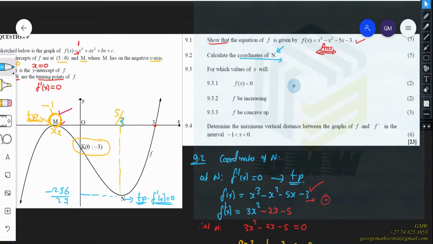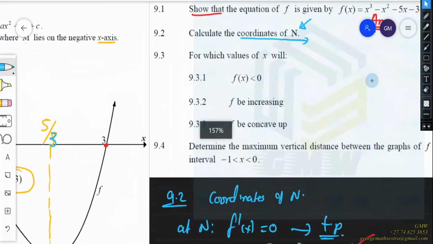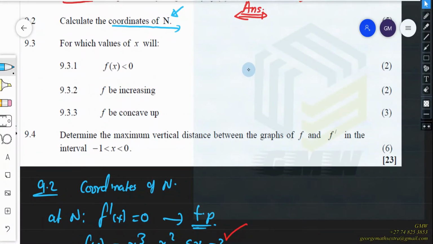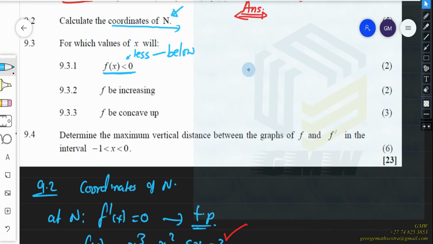Now we need to move to 9.3. So if you look at 9.3, it is saying for which values of x will f of x be less than 0. At this point, your maths language is being tested. You should be able to read this in English to say f of x, wherever there is this sign, it means less than, that's the first meaning. Then it also means below. In this case, we are saying we want to find values of x for which the function f of x is below y equals 0, which means below the x-axis.